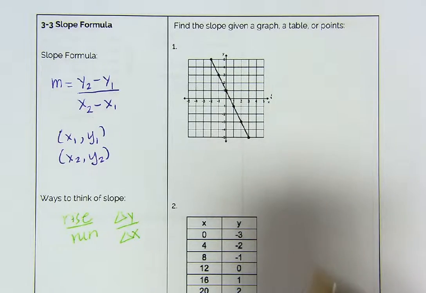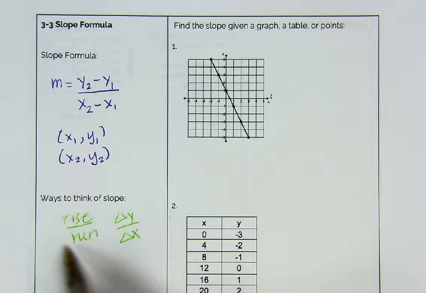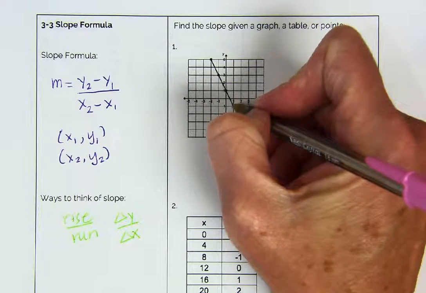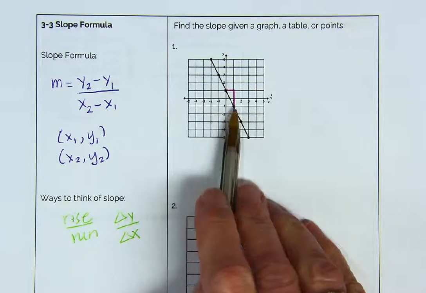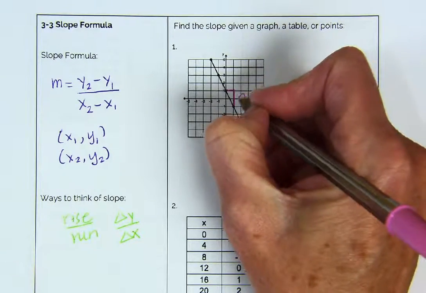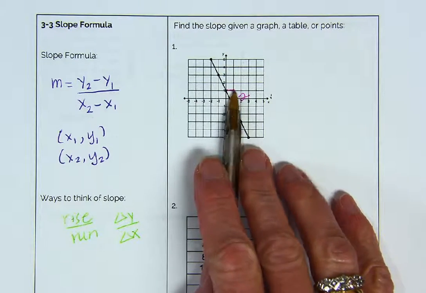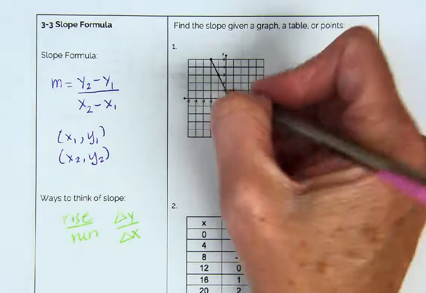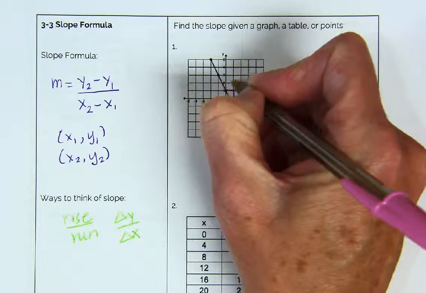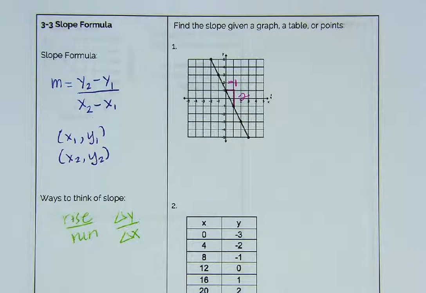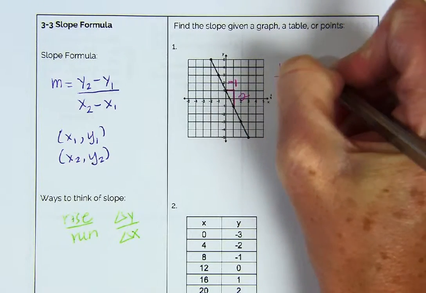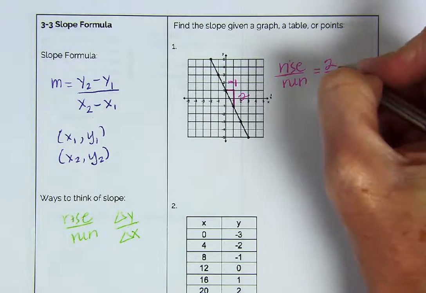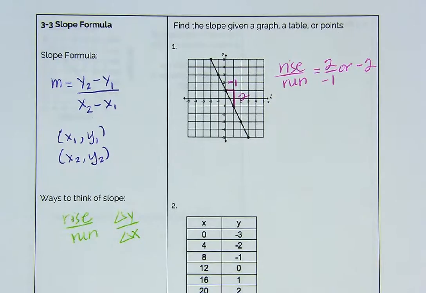So looking at this line, the first thing I think of doing is rise over run to find the slope. And I start at a point, and I like to start at the lower point. A rise to me means to go up, so that's rising in the positive direction. But my run in this instance is going toward the negatives, going toward negative infinity.